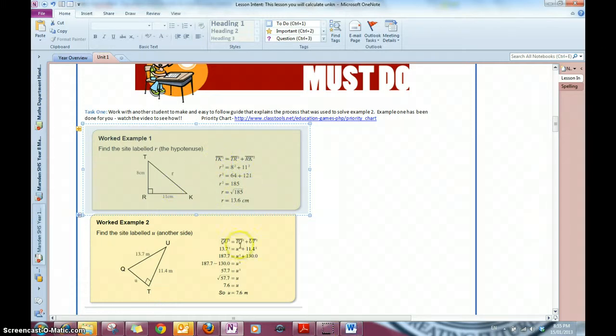So once we've done that, what did they do? Next, they've substituted in what they know. We know on this question that c squared, or our hypotenuse, is r squared. They've labelled it. They've given it a name. So they're not just calling it side TK anymore. They're calling it, it's r centimetres long. So they've given it an actual value. We know that a squared is 8 squared. We know that b squared is 11 centimetres squared.